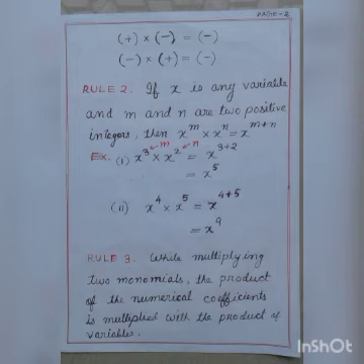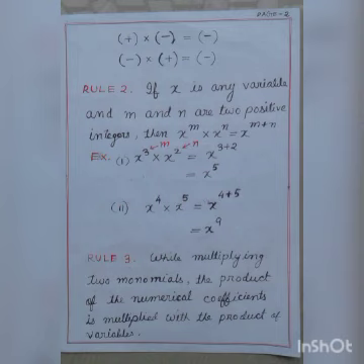Find the product of x to the power 3 and x to the power 2. Here the base is the same, x, and the powers are 3 and 2. Therefore, the product will be x to the power 3 plus 2, which is equal to x to the power 5. Another example, x to the power 4 into x to the power 5 will give x to the power 4 plus 5, equal to x to the power 9.